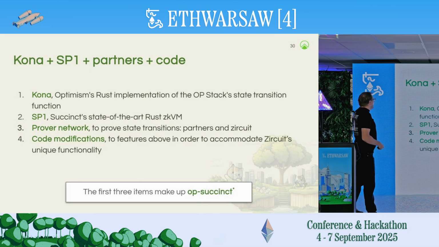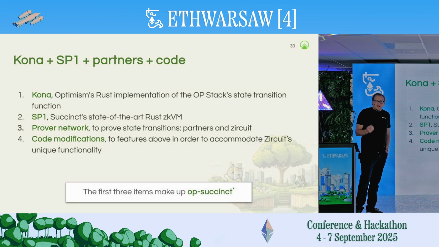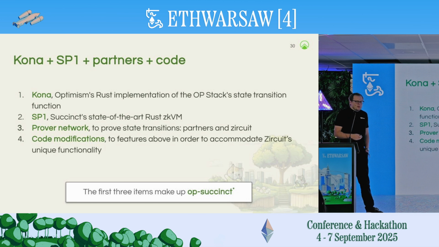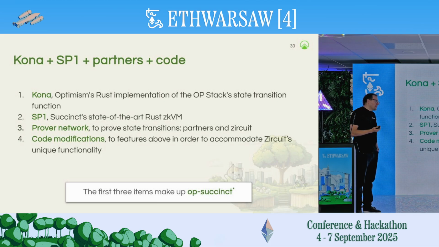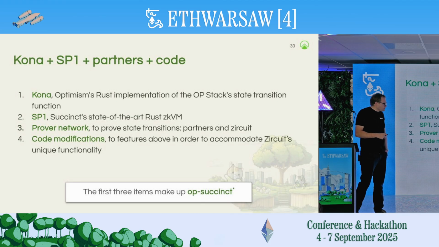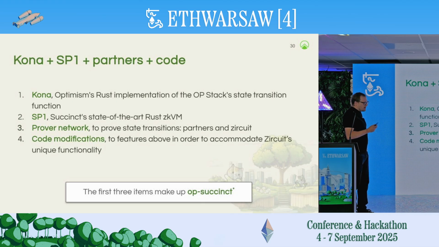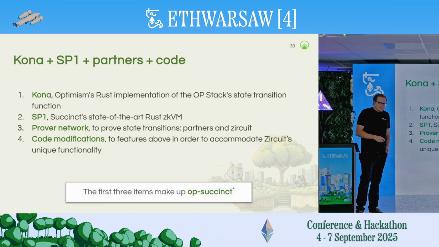So first, these 3 things or 4 things are critical, and you may have seen them before. A lot of them make up what would normally be called OP Succinct if we didn't make modifications, but we did make modifications, so I won't call it OP Succinct. But OP Succinct is typically Kona, SP1, the prover, and a prover network, namely the Succinct prover network. And we took all of these things and we modified them to make them work for us.